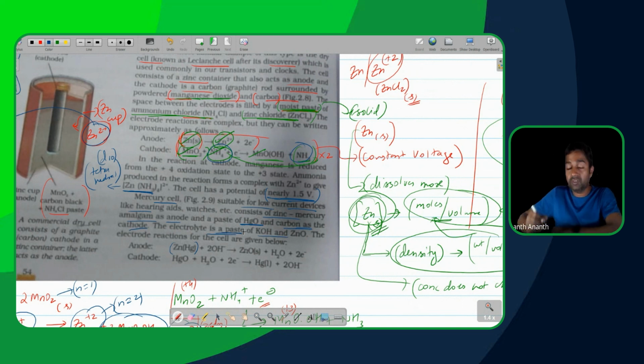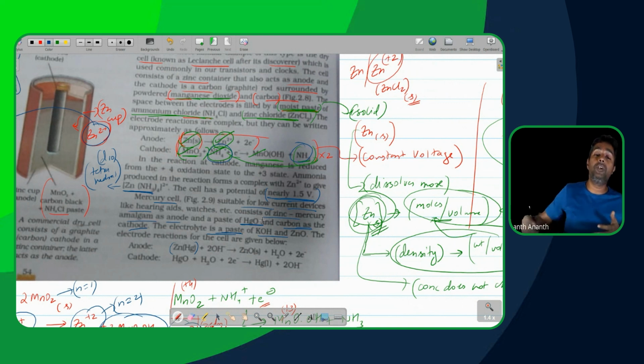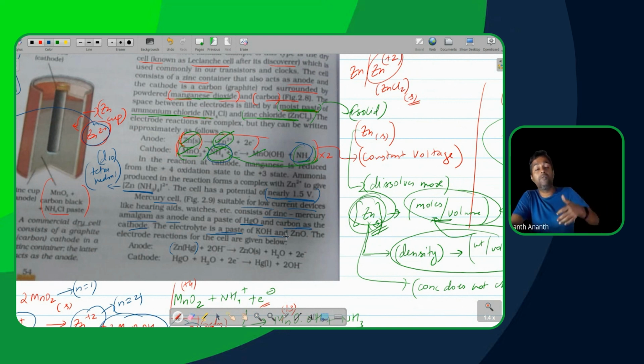What's the purpose of the paste? So that the substances are present in something which is closer to a semi-solid state. What's the reason to have a semi-solid? So that we'll be able to have a proper cell where the potential is going to be nearly constant over time. Why is that necessary? Well, why is solid necessary for that? Because if solid is taken, concentration will remain constant.